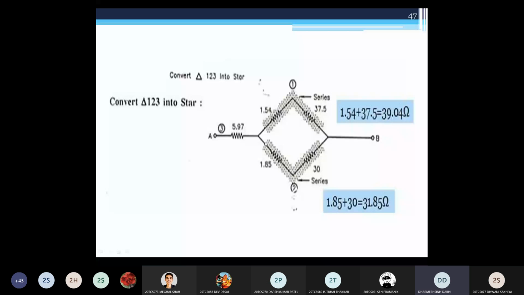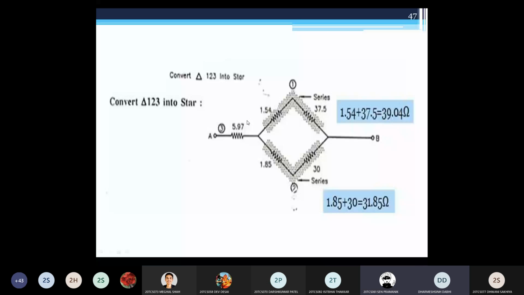You can draw this circuit like this way. 1, 2, 3 delta into star, this one. Yes or no? Think about it. You can draw it like this way. 1.54 in series with 37.5 and 1.85 in series with 30. So 1.54 is RA, R1, whatever you say.